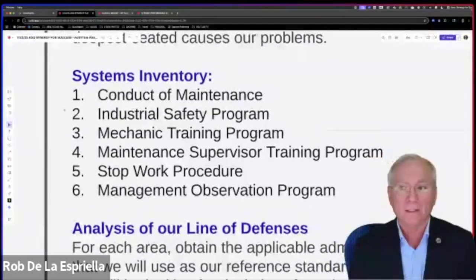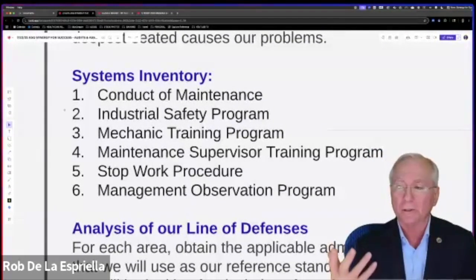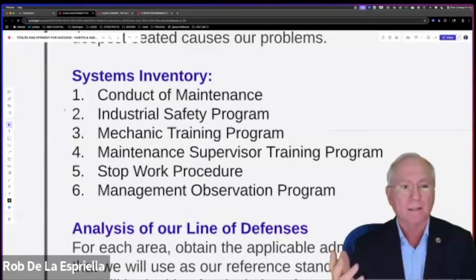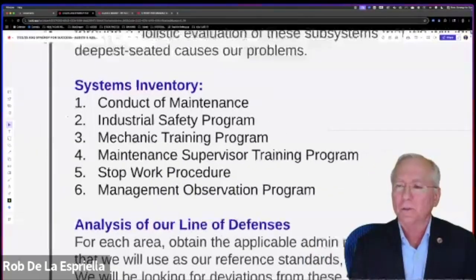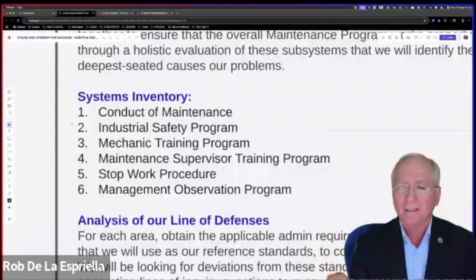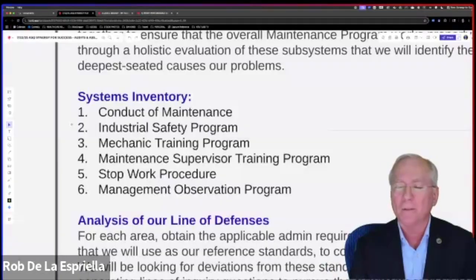We need an industrial safety program to keep the workers protected from high hazards. We need the training program for the mechanics and the supervisors. Let's say a stock work procedure and a management observation program to make sure that supervisors are in the field reinforcing desired behaviors. So we do this systems inventory to understand what needs to be in place to have a successful outcome. What are my requirements now?